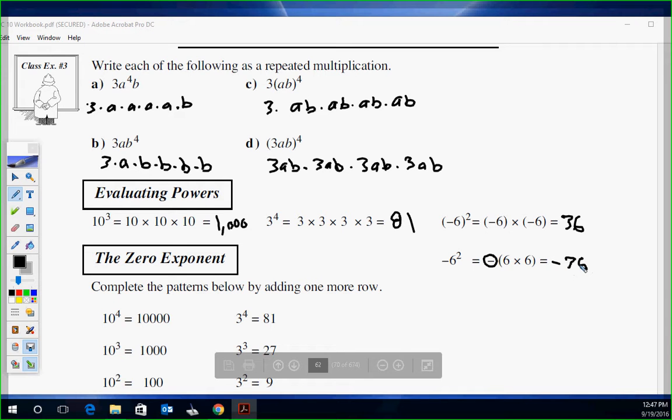This is the difference between these two here. Exactly. That's only on the 6. This is on the whole thing. So the negative, nothing's happened to the negative, so he's just hanging out. He'll see what's happening with the squares, and he'll hit it at the end. So that's why your answer is negative there.